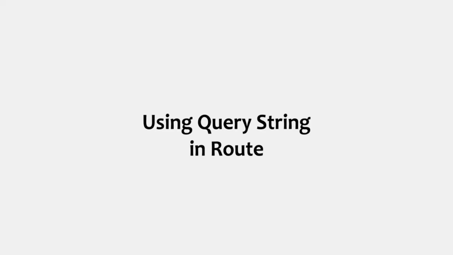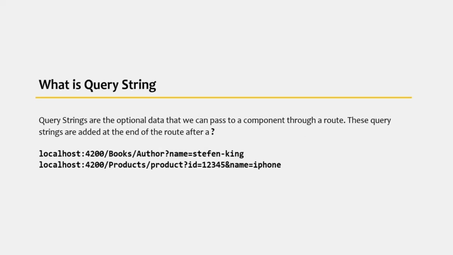In this lecture, we will learn what a query string in a route is, how to specify a query string for a route in Angular, and how to retrieve the query string values in Angular. Query strings are optional data that we can pass to a component through a route. These query strings are added at the end of the URL, separated by a question mark.